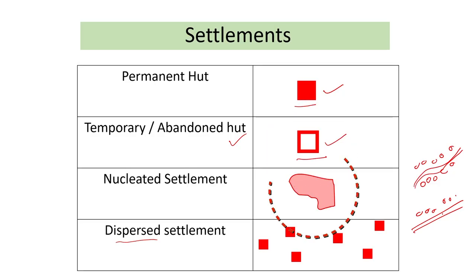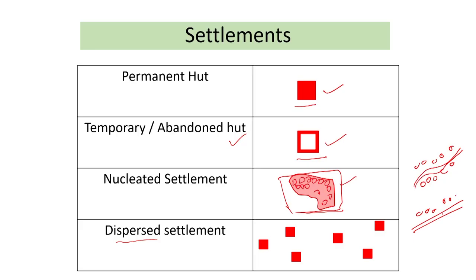Next, nucleated settlement. Most of the topo sheet will have this kind of figure, a red color bordered and light color filled inside. This kind of symbol represents a broad settlement, or one area or one village, meaning around 500 or 1000 houses are built here. So around 500 to 1000 houses together are mentioned like this, a nucleated settlement.